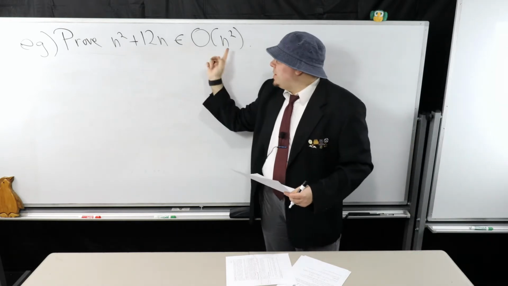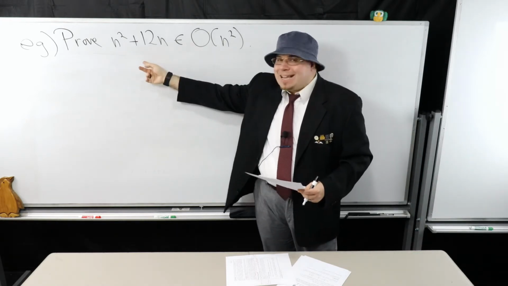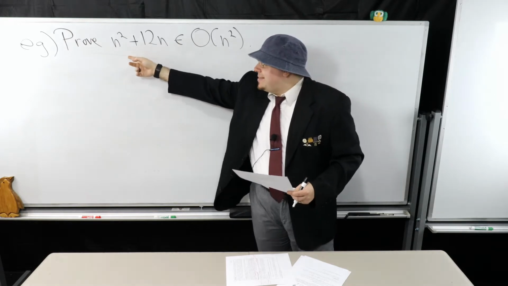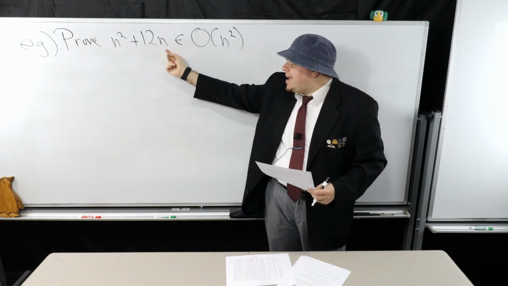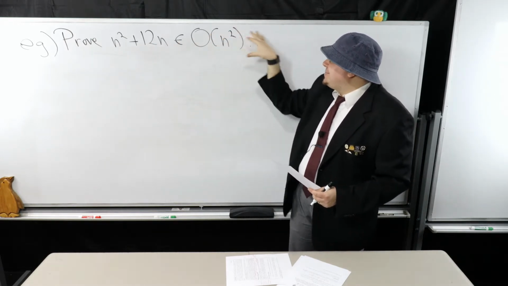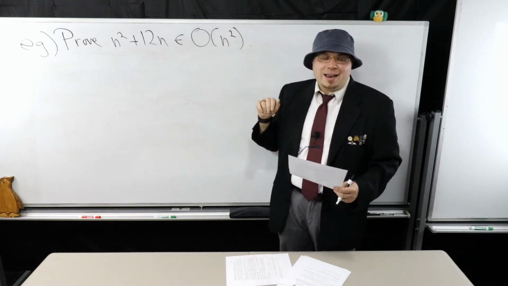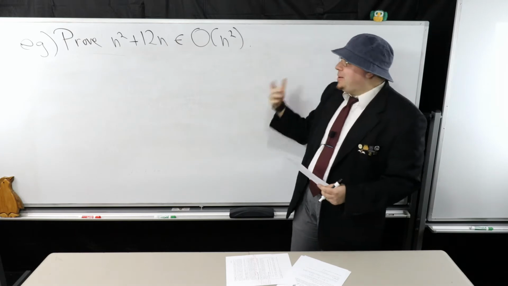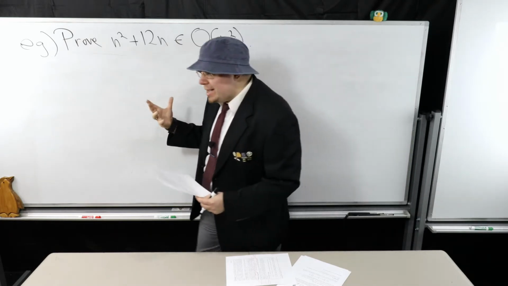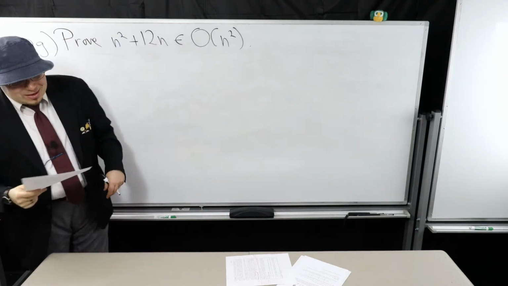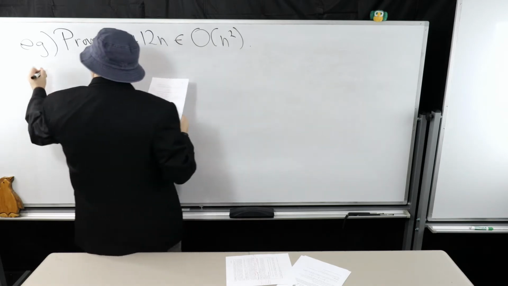So I want to make whatever's here look kind of like that. So I have something that's n squared plus 12 times n. I want to do something with c to make it so that this thing looks a lot like that. And if I am able to bound the inequality correctly, we're done. So let's write out a proof.